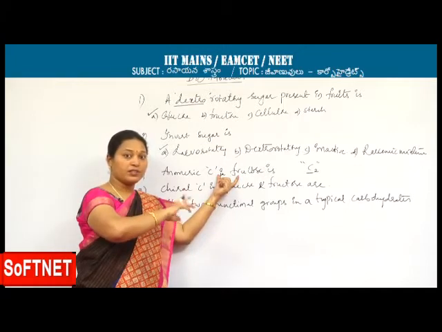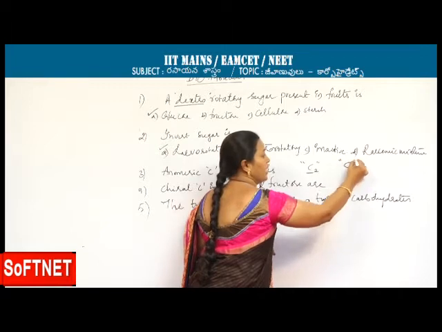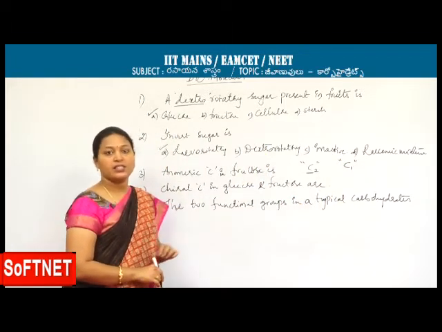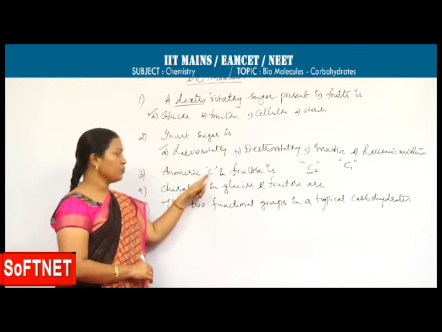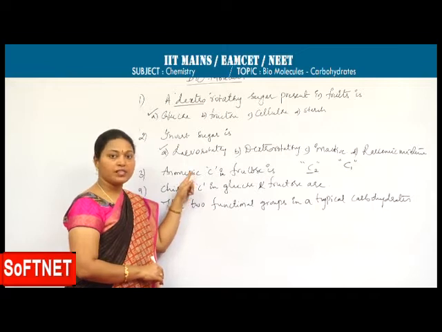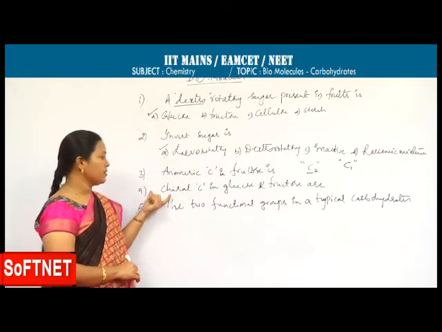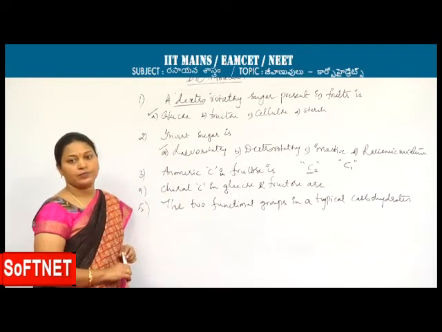If the same question is asked for glucose, the answer is C1. Anomeric carbon in glucose is C1, anomeric carbon in fructose is C2. Because C2 with OH on the right side we call alpha, with OH on the left side we call beta. Next, chiral carbons in glucose and fructose.